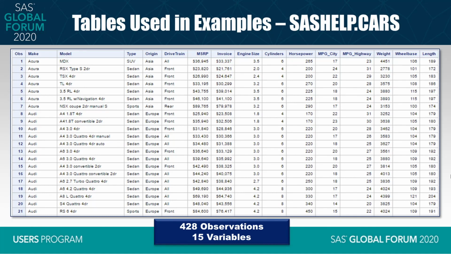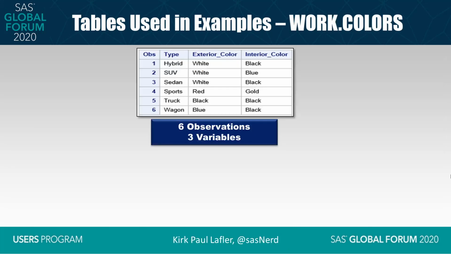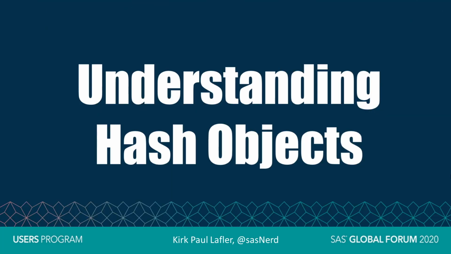The tables or data sets that we'll use in all the examples will be the SAS help.cars table, consisting of 428 observations or rows and 15 variables, and a table or data set that we'll create during the hands-on workshop itself, called work.colors. It will consist of 6 observations and 3 variables. Let's begin. We'll start looking at and understanding hash objects themselves.